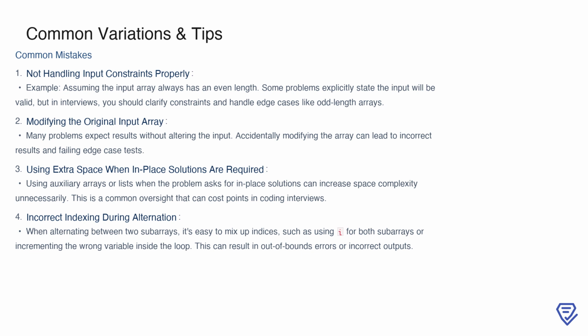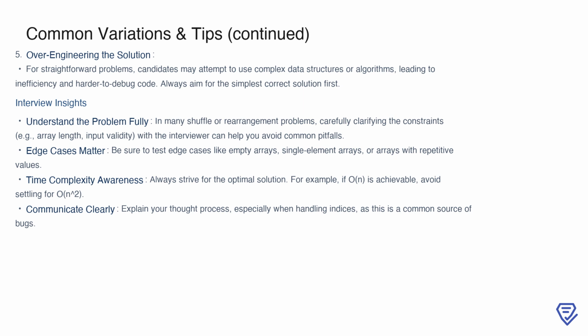Finally, be cautious with indexing during alternation. When alternating between two subarrays, mixing up indices or incrementing the wrong variable can lead to out-of-bounds errors or incorrect outputs. Carefully managing your indices is key to avoiding these bugs. Over-engineering solutions is another common pitfall. For problems that are inherently straightforward, introducing overly complex data structures or algorithms can make your code inefficient and harder to debug. Always aim for the simplest correct solution first.